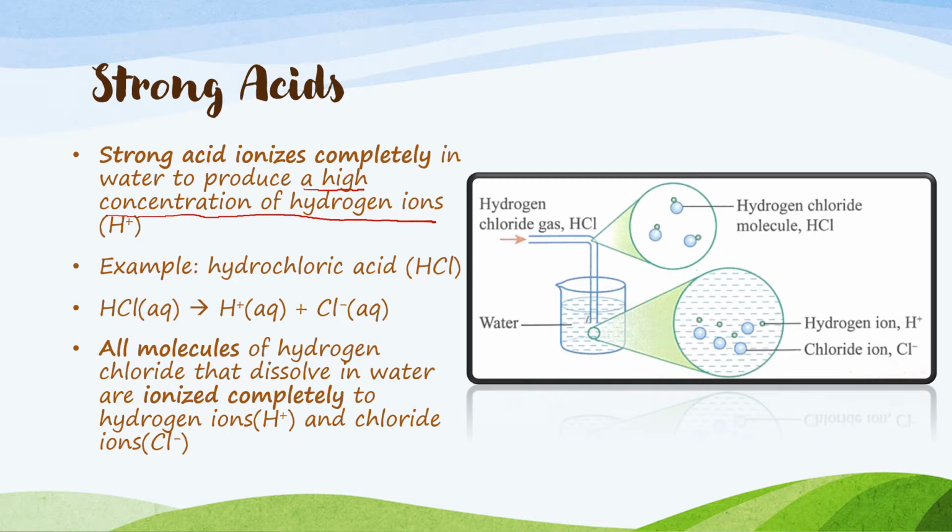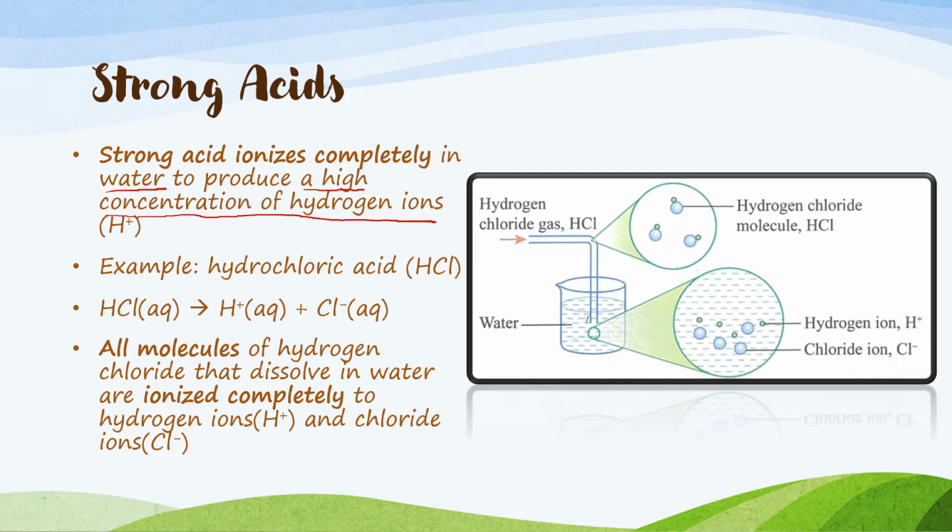Strong acid is acid that ionizes completely in water. It must be in water to produce high concentration of hydrogen ion. So I think you may have come across this ionization equation before when we are discussing about definition of acid. So when an acid ionized in water, they produce hydrogen ion. Okay, here you can see the ionization equation for hydrochloric acid. So basically, when hydrochloric acid ionizes or dissociates in water, it produces hydrogen ion.